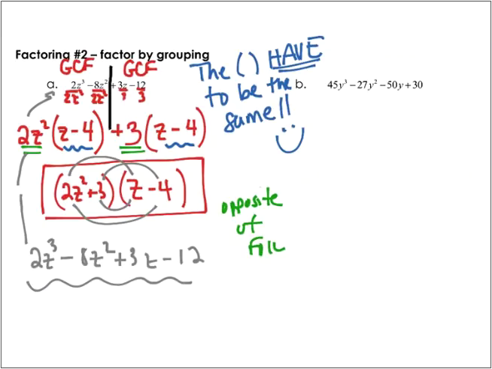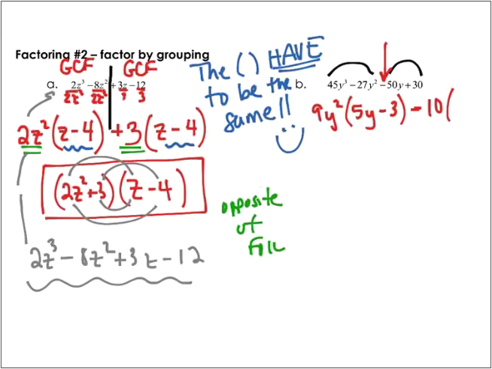Let's try another one. So we're going to look at our first 2 terms. Take a look at those first 2 terms and see if you can find the GCF. Again, we're just looking at these 2 terms right there. And then we're going to look at these 2 terms. The GCF in the first 2 terms is 9y squared. And I'm left with 5y minus 3. Now notice there's a minus sign in the middle. You're always going to have a minus sign if it's a minus sign. The GCF in the next 2 terms is 10.